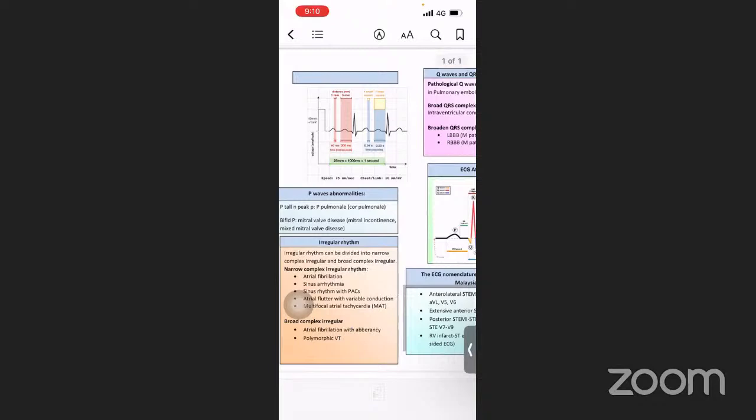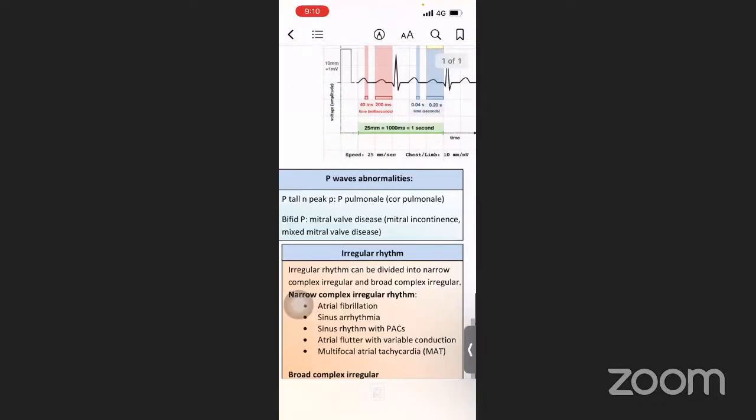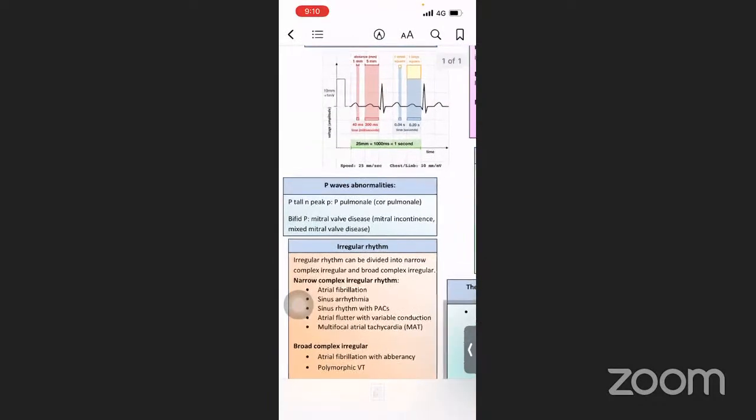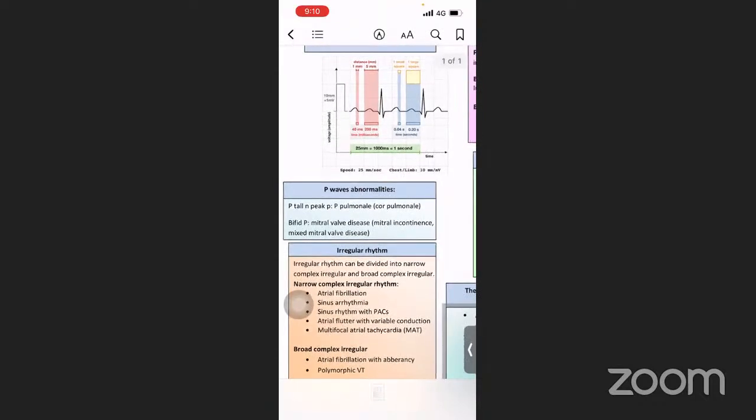We will start with the P wave abnormalities. P pulmonale occurs in cor pulmonale and pulmonary hypertension. Bifid P occurs in mitral valve disease. This is also very important because sometimes you will get a short case where the patient has mitral valve disease, mixed mitral valve disease, or mitral incompetence or mitral stenosis. So when you say, I would like to do an ECG, what do you look for? You want to look for a bifid P wave. Bifid P wave happens when there is atrial enlargement.